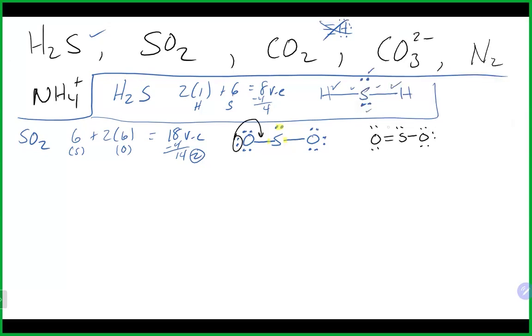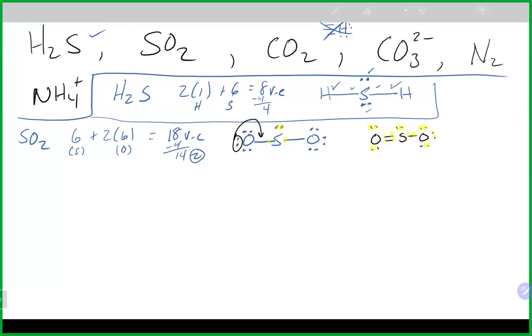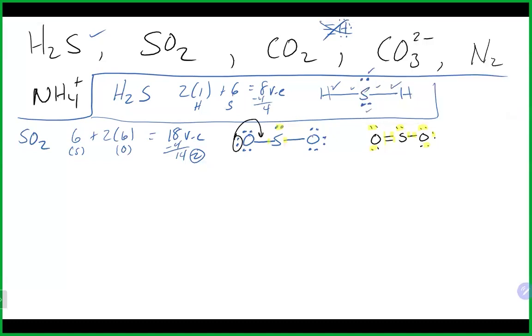Everybody has 8. 2, 4, 6, 8. Everybody has 8 electrons around it. This is also one that you could have done a resonance structure for. You could have absolutely double bonded the other side, and you would end up with a structure like that. So again, either one would have been perfectly fine, as they are resonance structures of each other. Any questions on that one there?